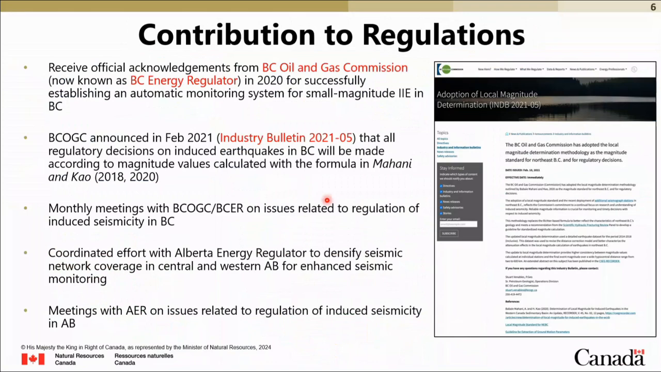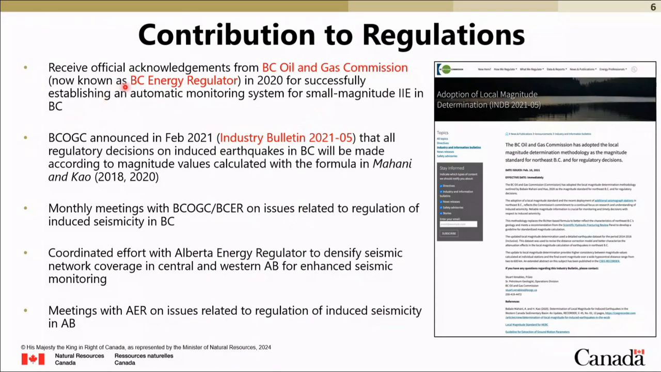We want to emphasize an important objective of our project, that is to help the regulator improve their regulatory framework and to mitigate the seismic risk. So here I show some important contributions that we have made toward this particular objective.